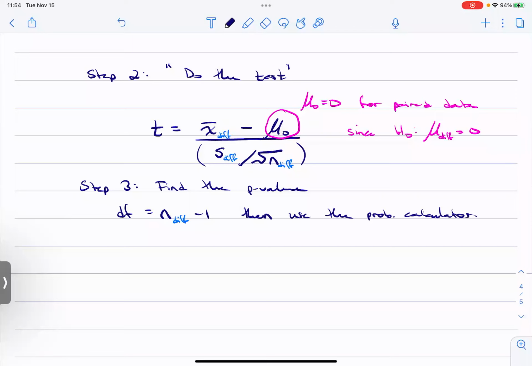And then just to keep it on the same page, I feel like I'm constantly stressing about these page breaks. Step 4 is your conclusion, which is the same as always.